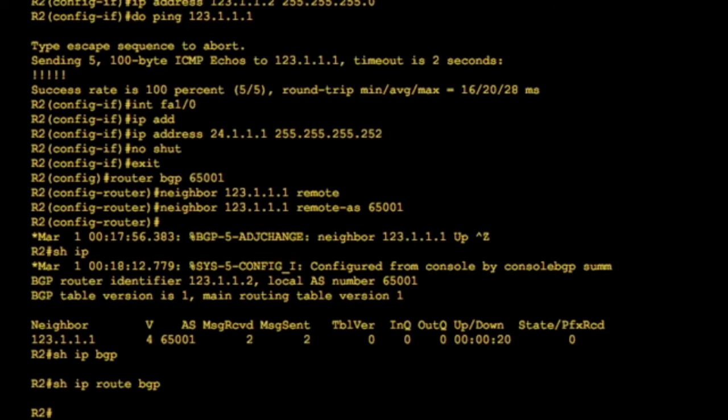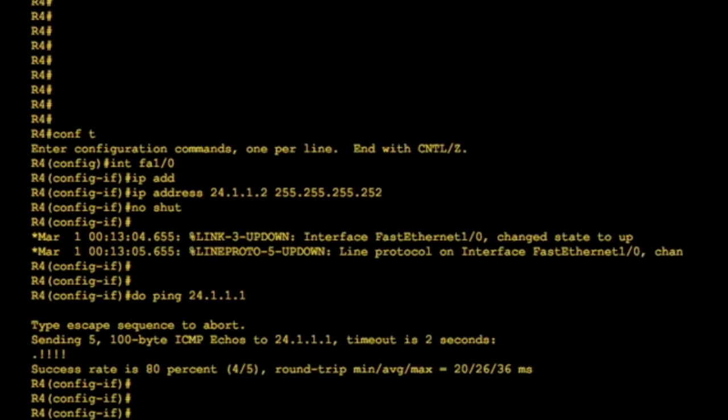Right, so let's configure the eBGP configuration now, between R2 and R4. So remember, R4 is our ISP. We're going to be trusting them to give us proper internet routes into R2. So let's go ahead and configure that relationship.